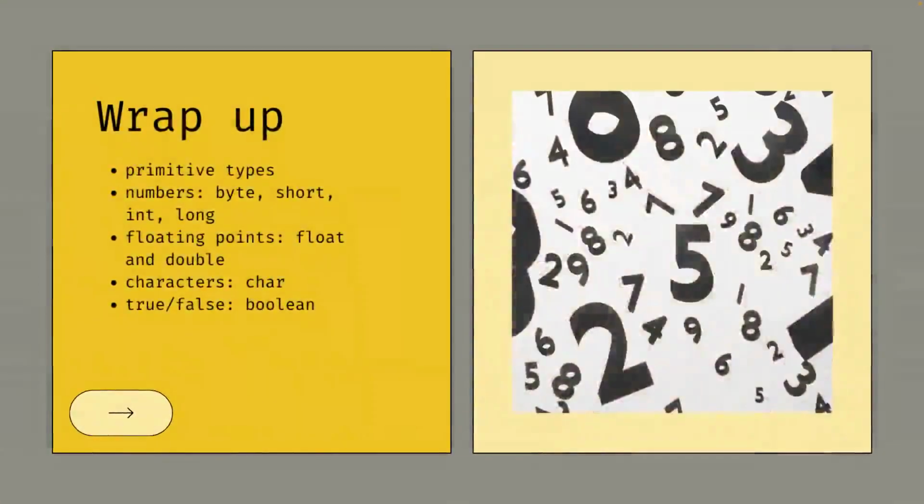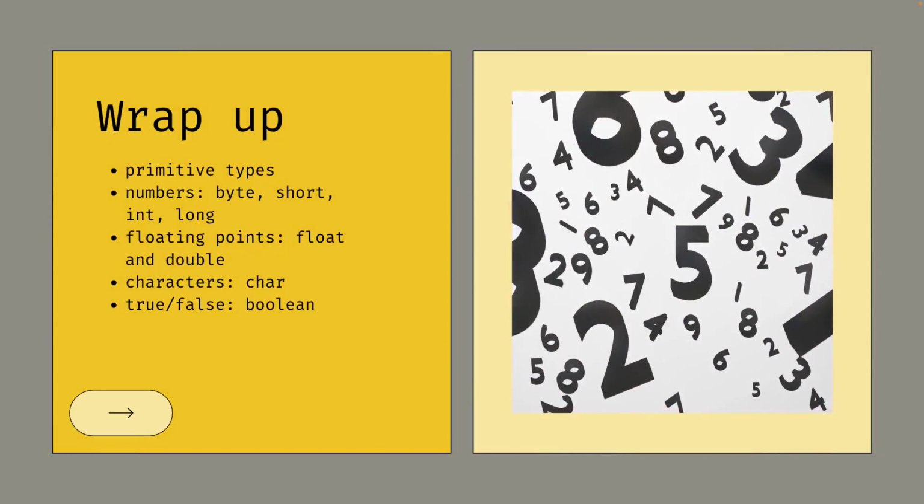Alright, to wrap up on the primitives. We have had a look at the primitive values. We've seen primitives for whole numbers, integers, byte, short, int and long. And we've seen primitives for floating points, float and double. We've also seen primitives for characters, namely char, and for booleans, the true and false values, namely boolean.